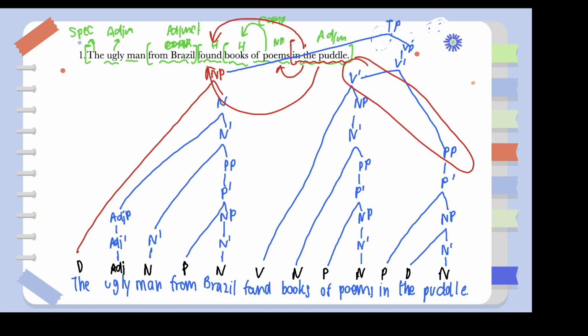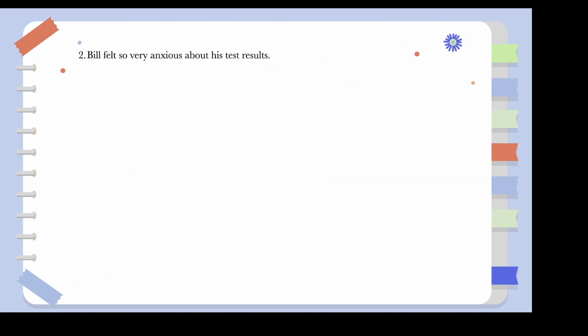Okay, and for those of you who wonder, Jan, what if we have the same structure in the puddle, but in the puddle modifies our noun phrase book of poem instead? So how are we going to do it? So if in the puddle modifies book of poems instead, we are going to attach it like this before we make it into one noun phrase, book of poems in the puddle.